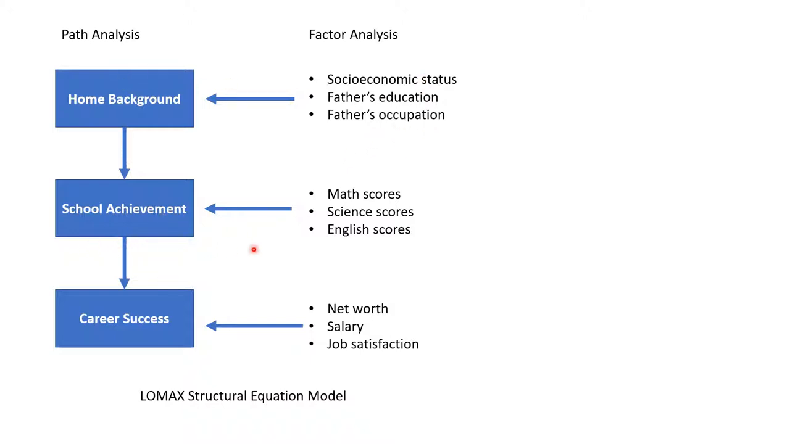Then looking at the school achievement, we are looking at three different subjects here: maths, science, and English. Then coming to career, we are looking at the net worth, the salary, and job satisfaction. So with this, you see that there is a breakdown. With this, we'll be able to have the path analysis along with the factor analysis.